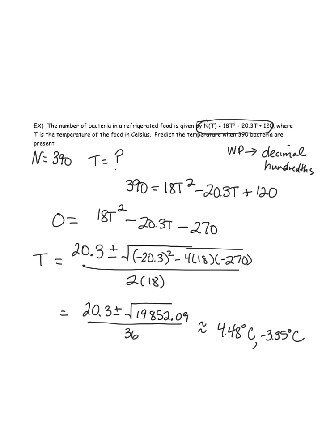Now, lots of times with quadratics, you reject one answer. These are both temperatures, and temperatures can be negative. So I think both of them are going to be just fine. We'll circle both and call both of them our answers.